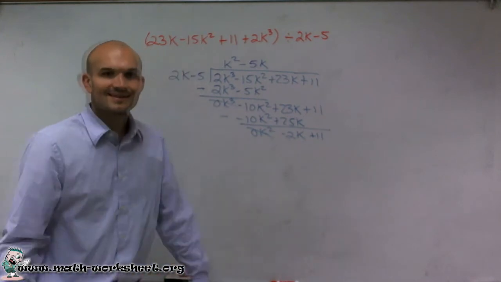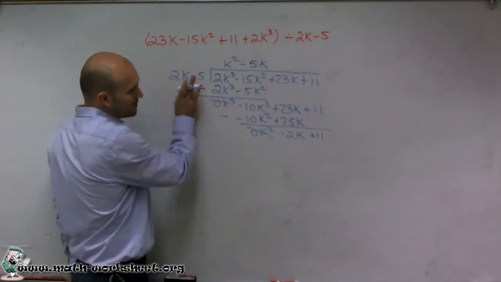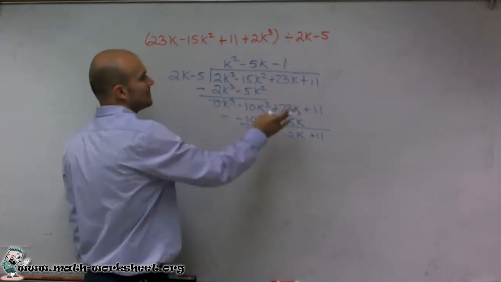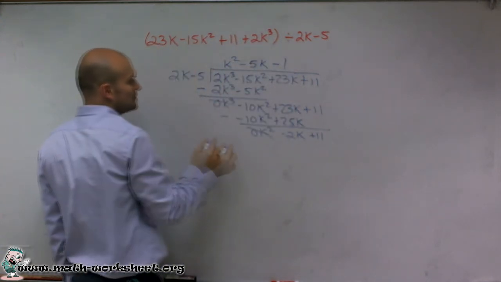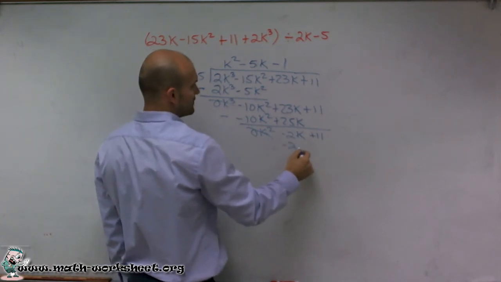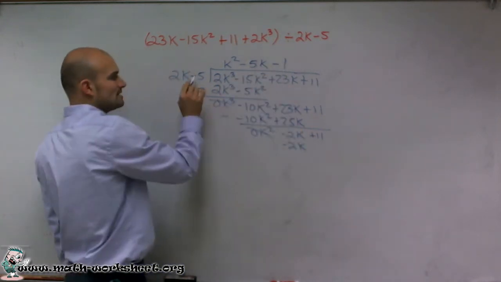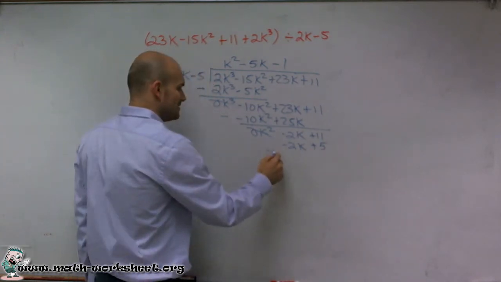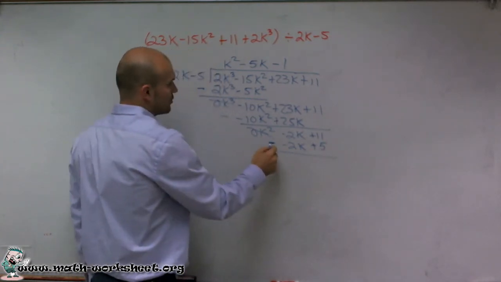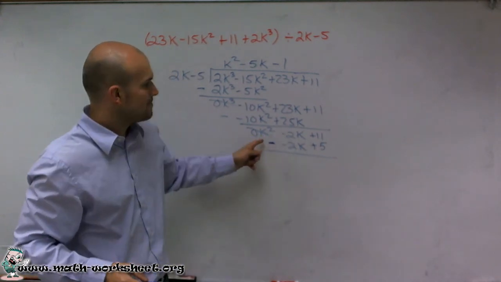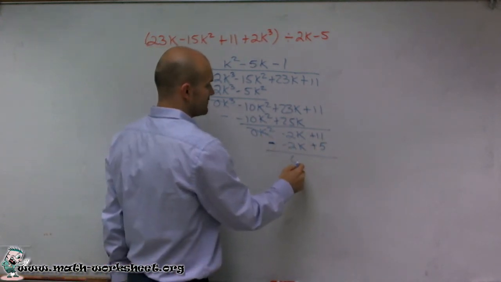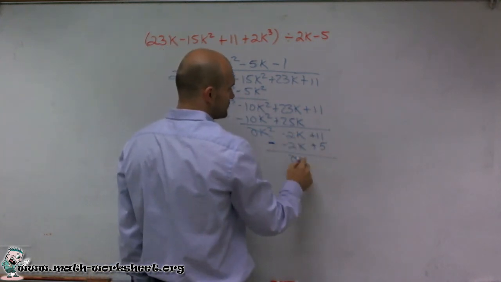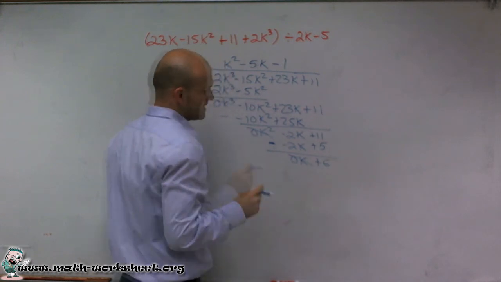All right, last one. It's not that bad, is it? 2k divides into a negative 2k negative 1 time. Negative 1 times 2k is going to give you a negative 2k. Negative 1 times negative 5 is going to give me a positive 5. Again, last step, subtract our whole rows. So negative 2k minus another negative 2k is going to give you 0k. And then 11 minus 5 is going to give you a positive 6.